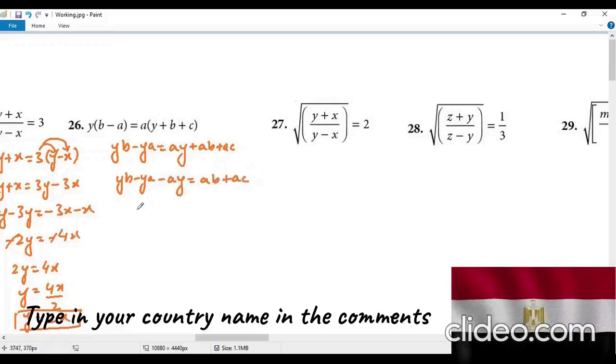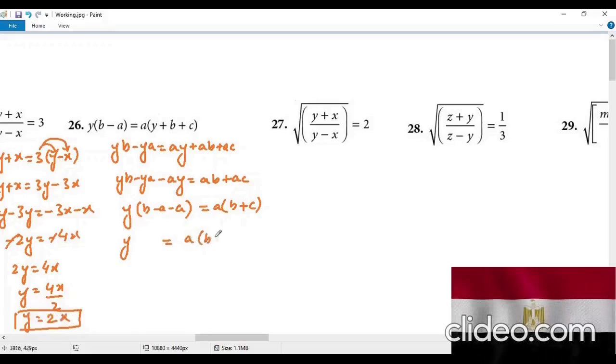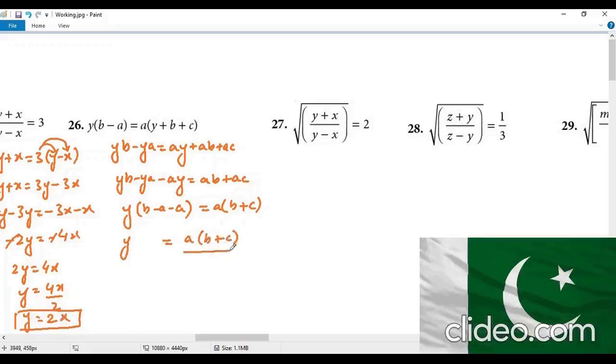In here y is common, so b minus a minus ay, b is common, minus a and minus a, equals a is common and b plus c. In here y will be equals to a b plus c, and here it's going to be b minus 2a. This is going to be your final answer.